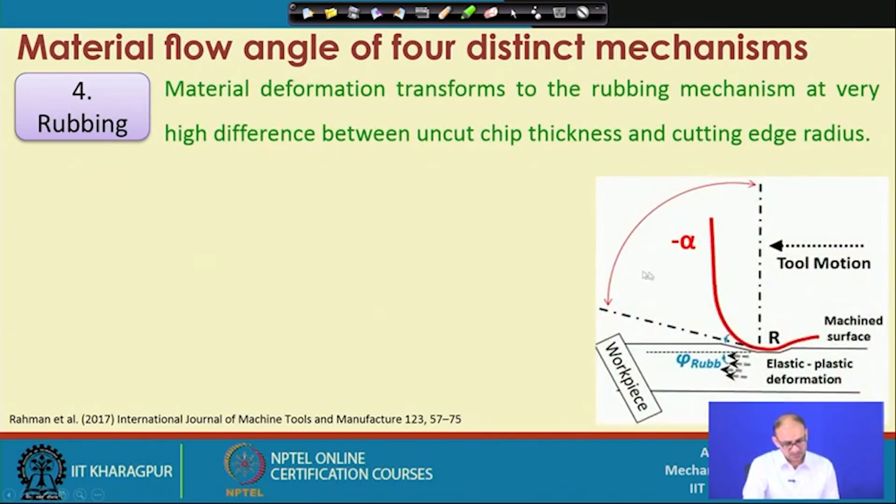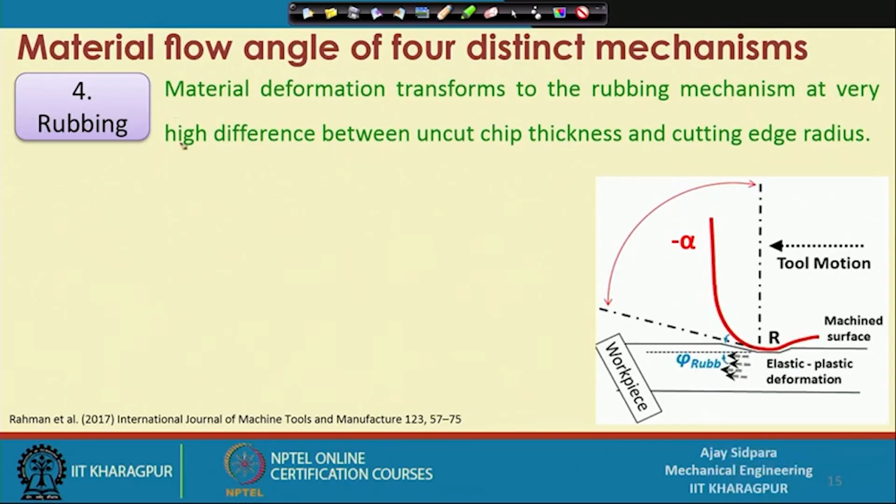Now again, consider that your alpha is even much larger than in the earlier case. This is your alpha, and now what is happening in rubbing? The material deformation transforms into a rubbing mechanism at a very high difference between the uncut chip thickness and the cutting edge radius. This is our cutting edge radius, and this is our uncut chip thickness, correct.